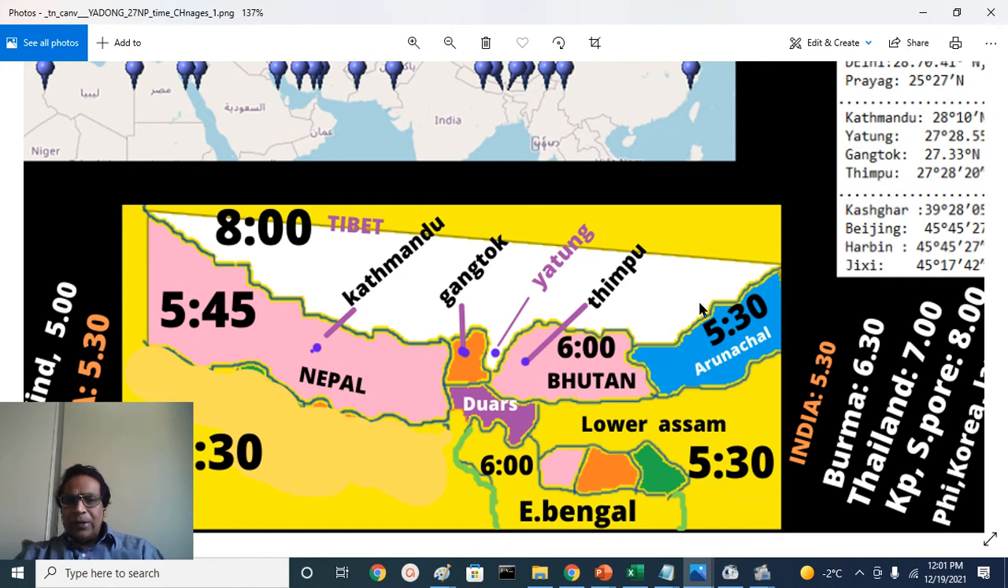So these three imperialistic ideologies, communist imperialism, Christian imperialism, and Islamic imperialism, all have their own designs to detach this area from Bharat and make a separate entity. Overall, you have to keep that in mind.